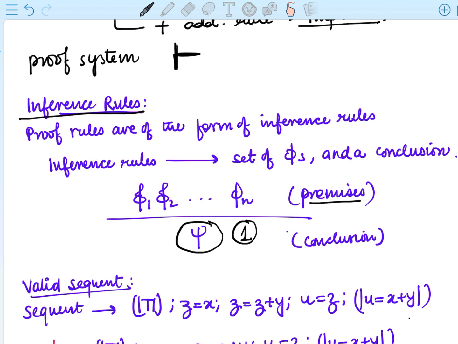Inference rules mean that if all of these are true in the program, we will eventually reach psi. Or if we want to reach a conclusion, or we already have a conclusion, we can go back to the premises as well. What values can we add, right? So this is how we are inferring. If one is true, we infer the other one is true as well.